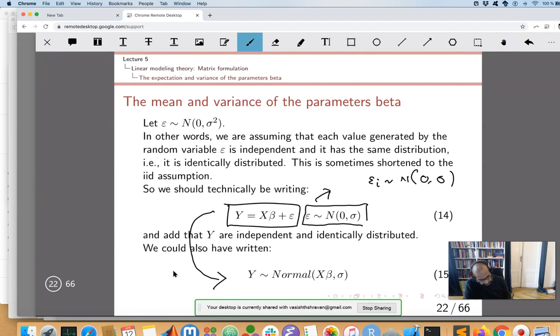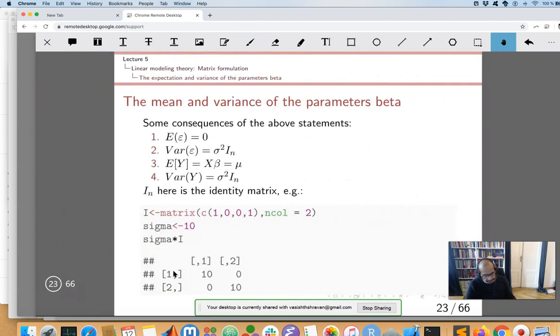We can write the model like this. We can say that our observed values y are assumed to be generated from a normal distribution with some mean x beta and some standard deviation sigma. That could be one way to write this now.